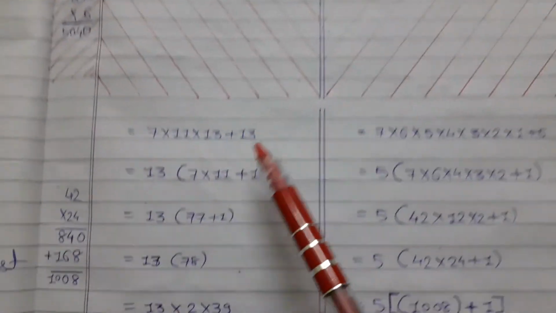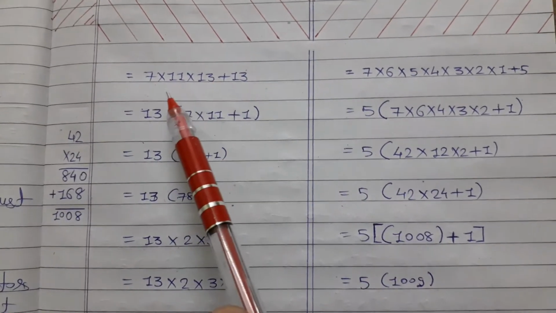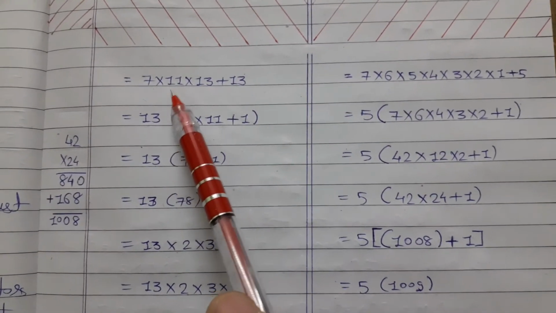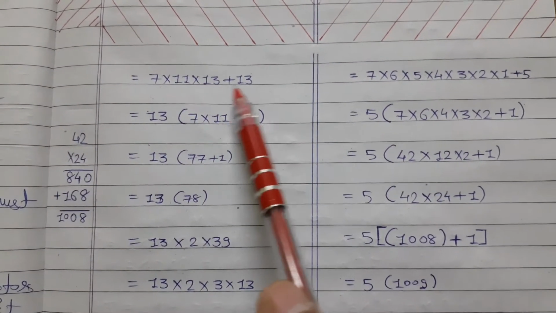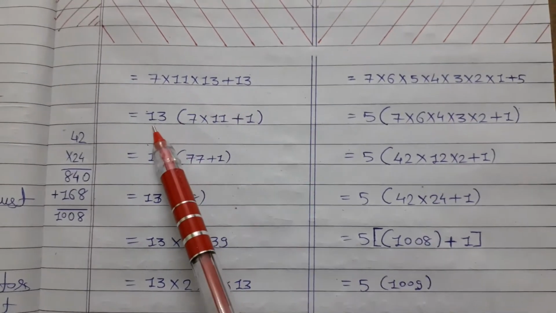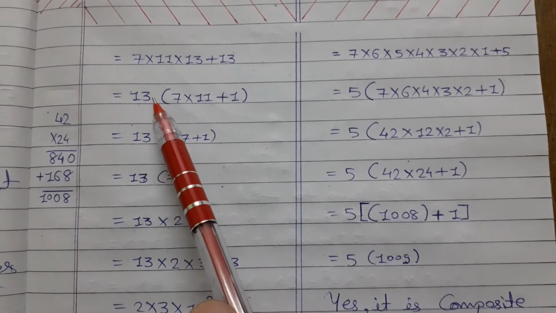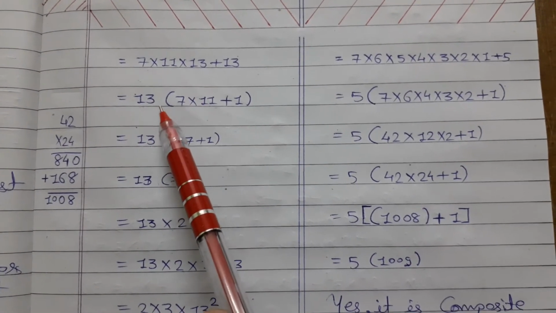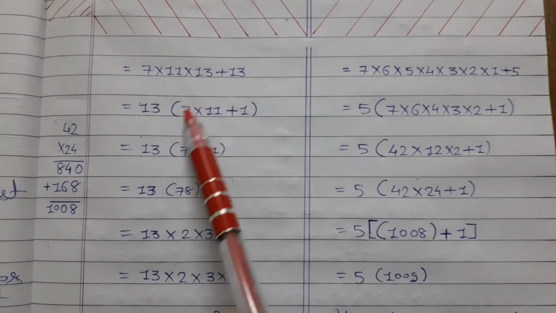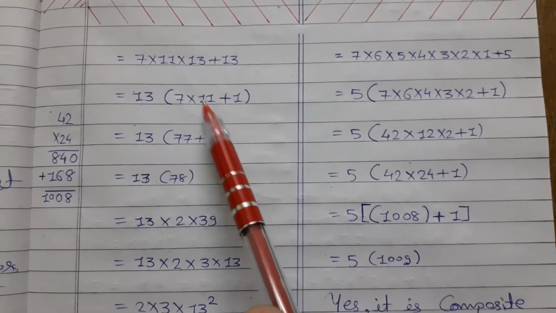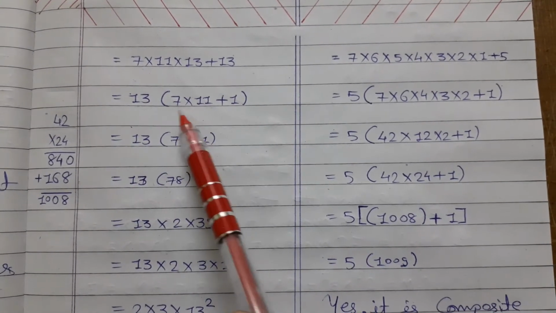To obtain the composite number, they have given you the hint in the first question, that is 7 into 11 into 13 plus 13. Here 13 is common, so we are taking 13 common out. The property of composite number is it will be the multiplication of the two digit. So now we are getting first digit. To obtain the second digit, we have to simplify this given value.